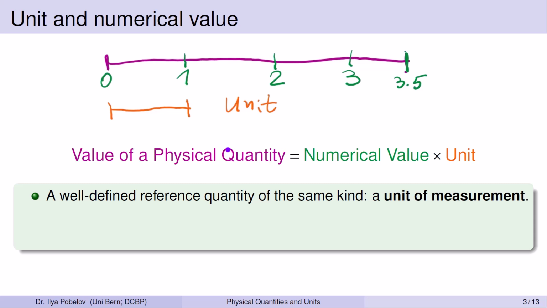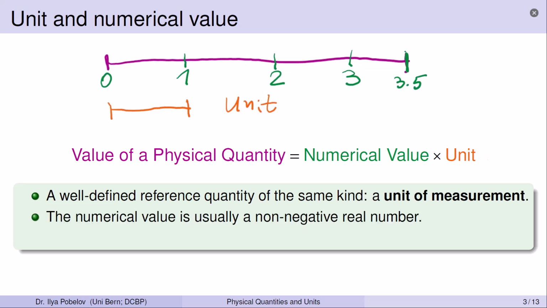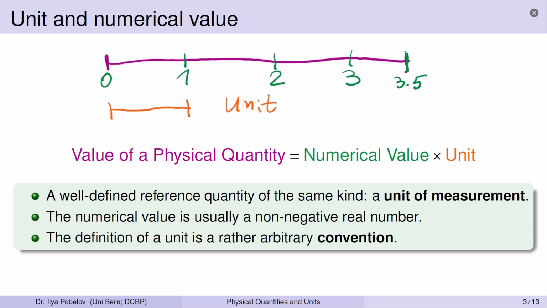The value of a physical quantity can then be expressed as the product of the measured ratio, which is the numerical value, and the unit. The numerical value is typically a non-negative real number. Depending on the definition of the physical quantity, the numerical value can also be any real number or even a complex or an integer number. The definition of a unit is a rather arbitrary convention. It is chosen for convenience or utility.